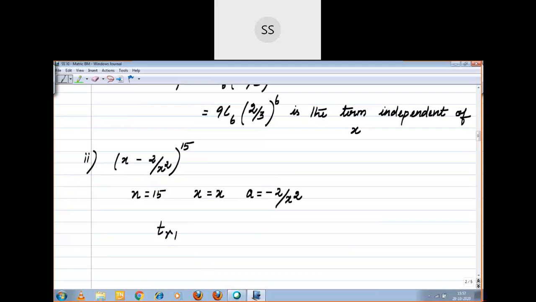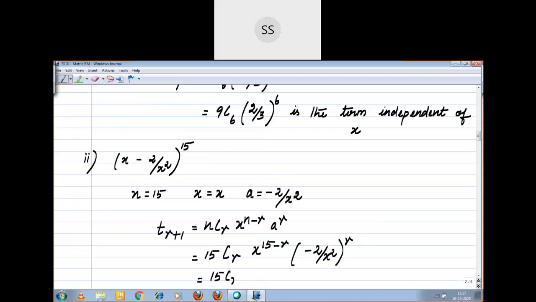The general expansion, what is it? T r plus 1 equal to n c r x power n minus r into a power r. You know the value of n, x and a. That we are going to substitute. 15cr x power n minus r, x power 15 minus r, minus 2 by x square the whole power r.